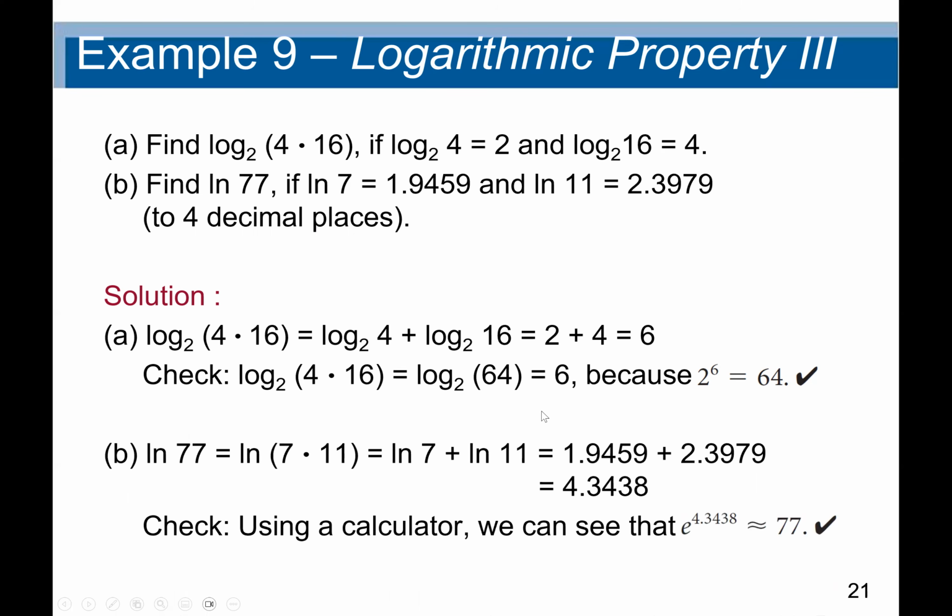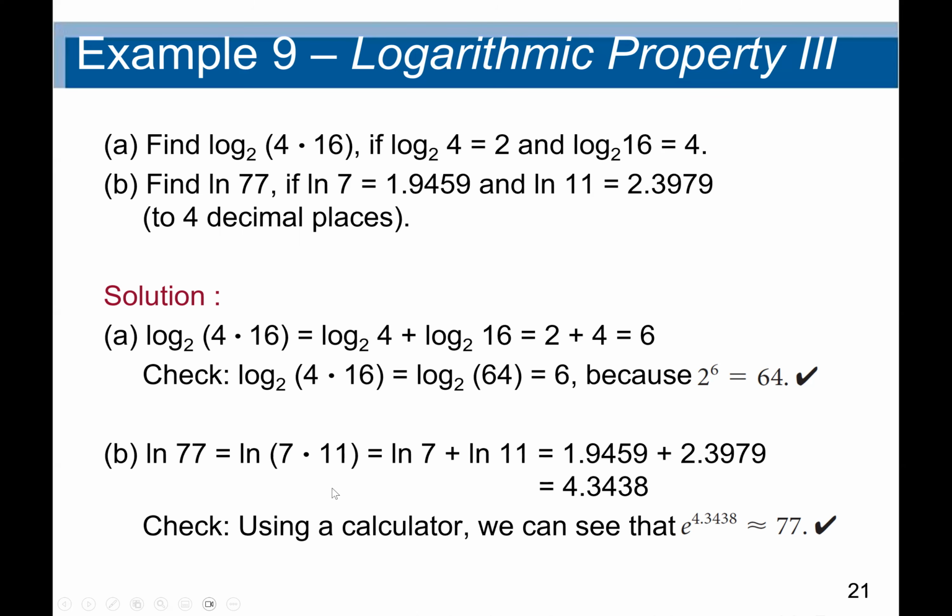Now with b, we have natural log 77. But when we look at the question, they gave us ln 7 equal to 1.9459 and also ln 11 equal to 2.3979. So here we have natural log 77, which gives us natural log 7 times 11.